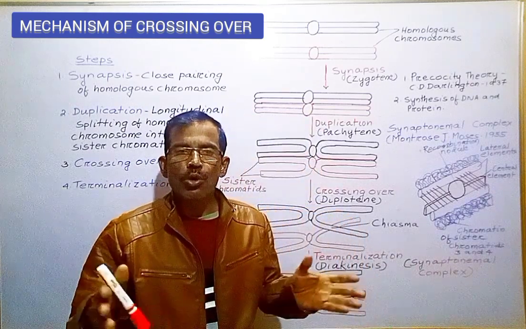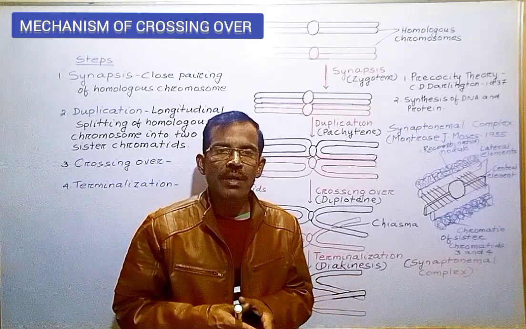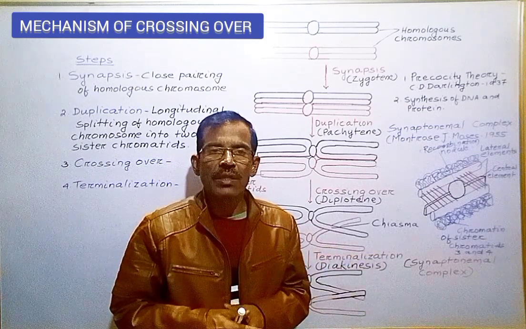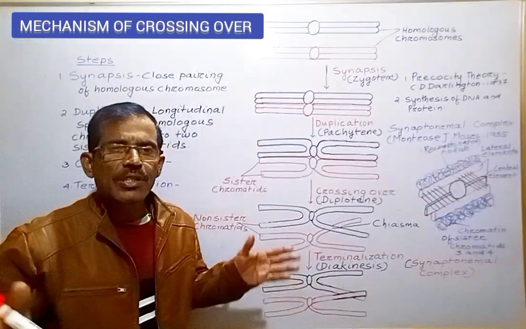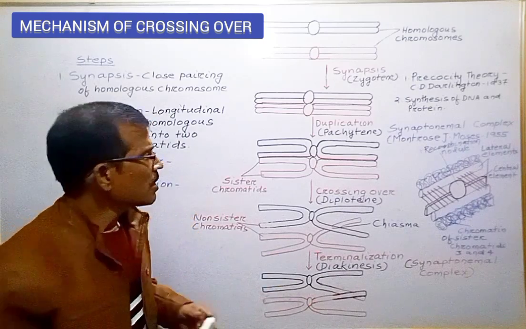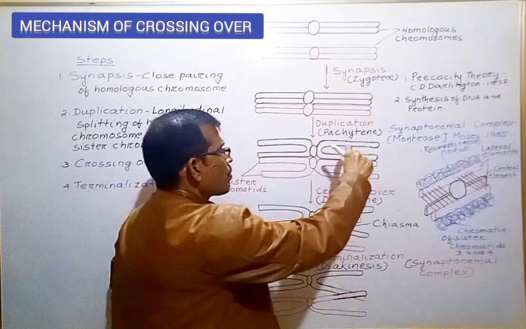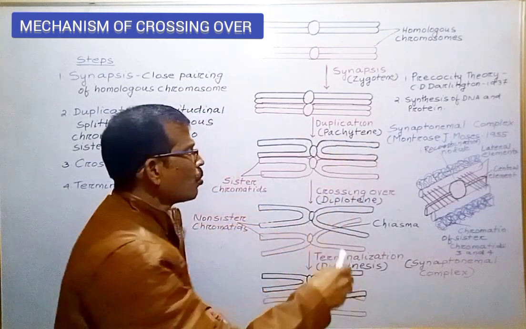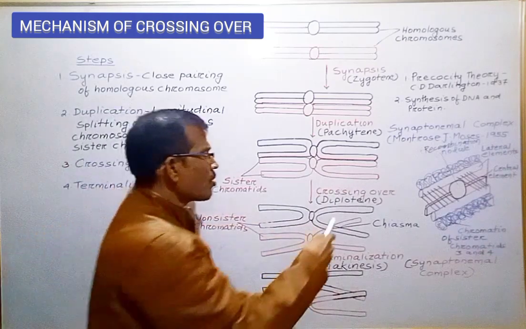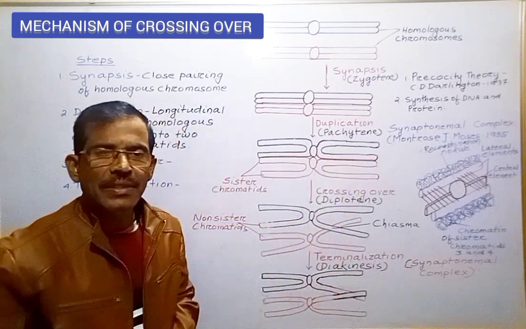It is because of the close pairing of homologous chromosomes during synapsis that exchange of genetic material becomes possible. So synapsis provides the mechanical basis for genetic variation. Synapsis is followed by duplication, which occurs during the pachytene substage. In this step, the paired homologous chromosomes undergo longitudinal splitting, thereby separating the two sister chromatids, which still remain attached at the centromere. At this stage, the paired homologous chromosomes, which consist of 4 chromatids, are known as a tetrad.